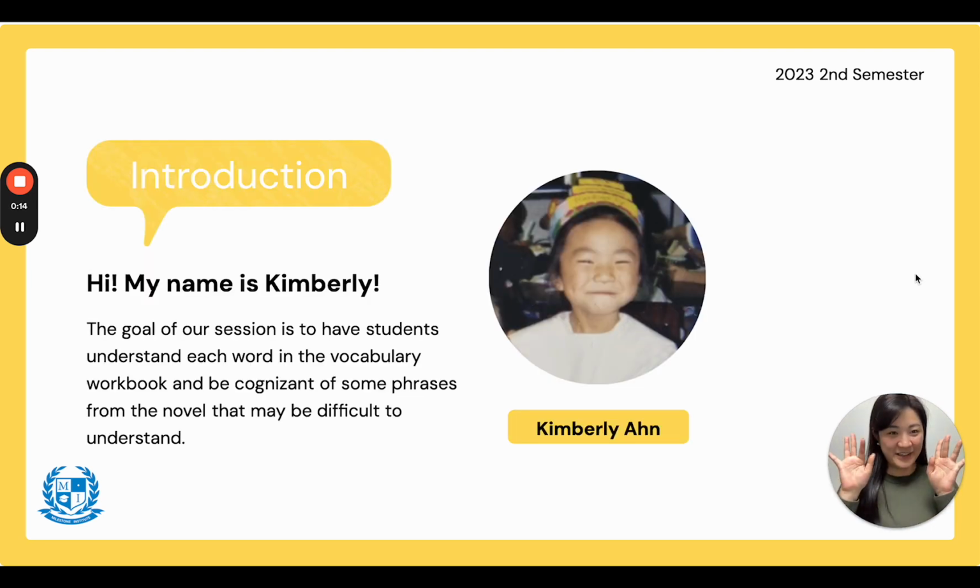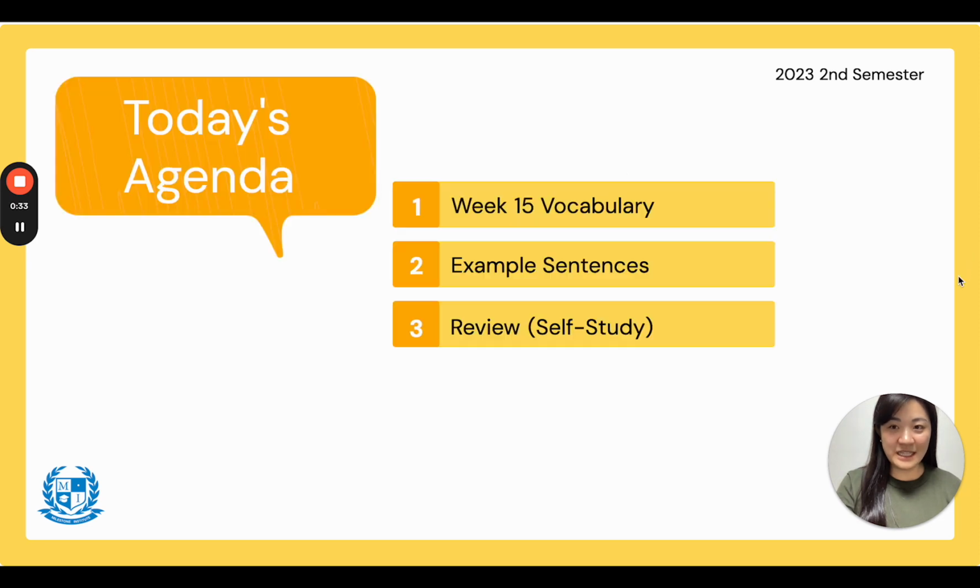Hello, my name is Miss Kimberly, and the goal of our session is to have students understand each word in our vocabulary workbook and to be cognizant and know some of the phrases from the novel that may be a bit difficult for us to understand. So, what is today's agenda? We'll be going over week 15 vocabulary in our book, go over the example sentences, and you will have to review and self-study.